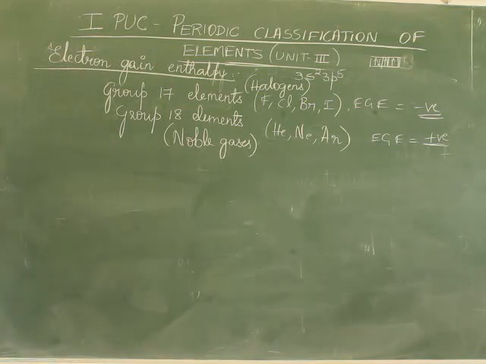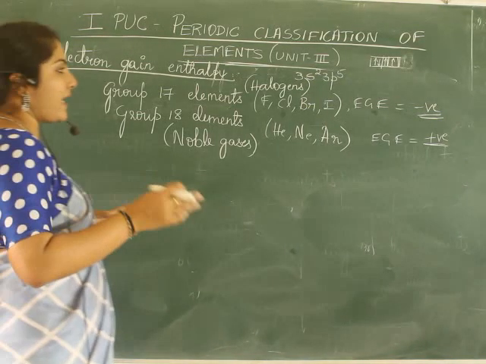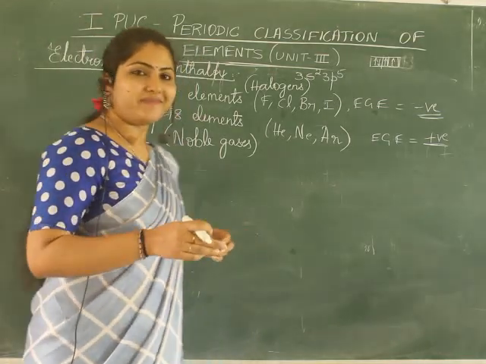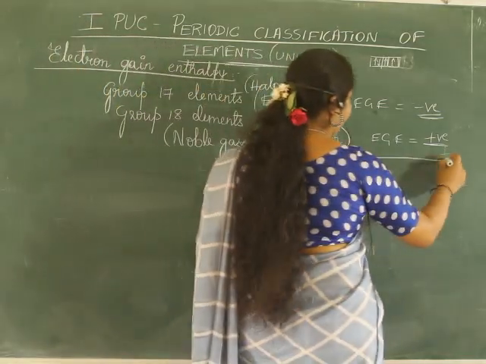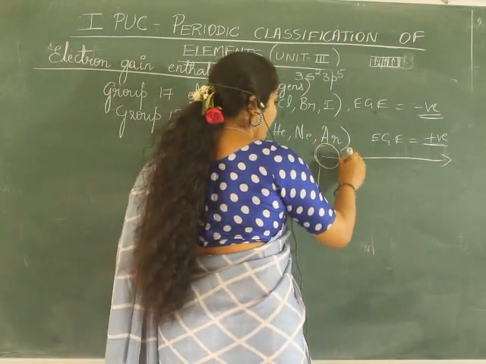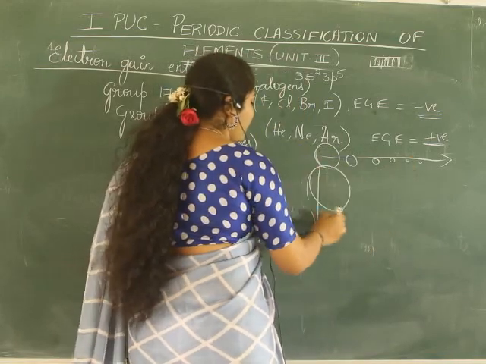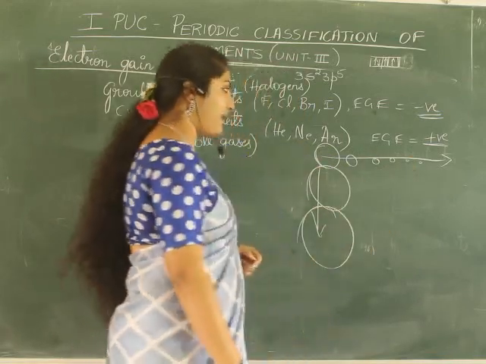The very important part is the definition here. You need to go through the definition and then you will know about it in a better way. Now, how does electron gain enthalpy change across the period and down the group? I had told you, across the period, size goes on decreasing. Down the group, size goes on increasing.